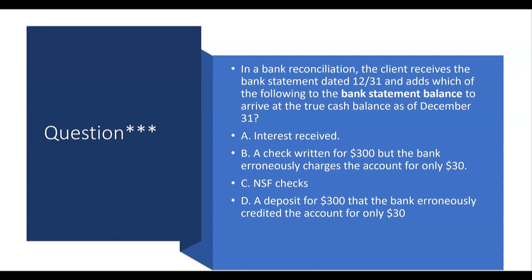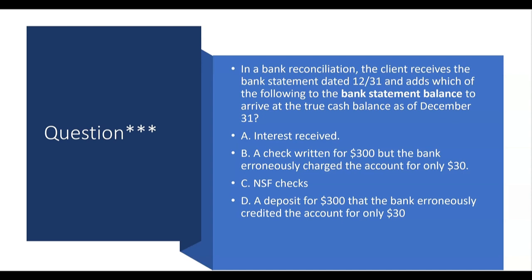How about this one? In a bank reconciliation, the client receives the bank statement dated 12/31 and adds which of the following to the bank statement balance to arrive at the true cash balance at December 31st. So here we want to know which of the following gets added to the bank statement balance. We know a deposit in transit would, but I don't see deposit in transit as one of the choices. What about interest received, letter A? Well, the bank would already have that on the bank statement. That would be added, but it would be added to the book balance, not the bank statement balance.